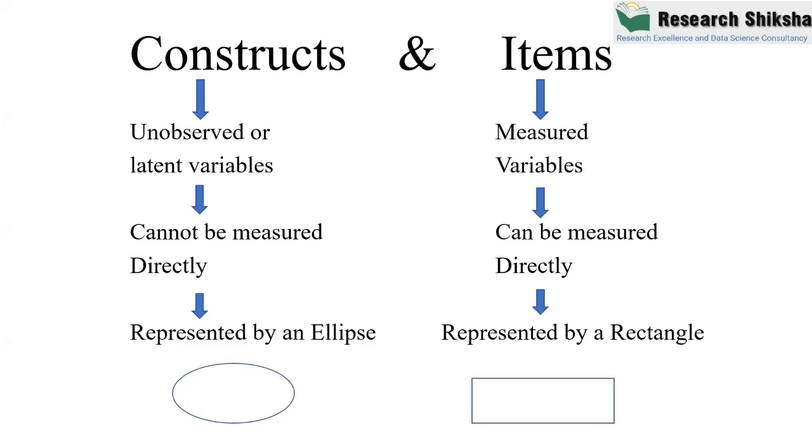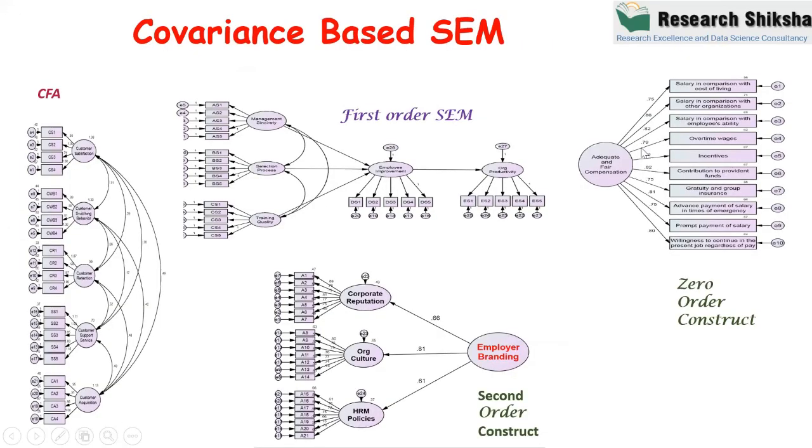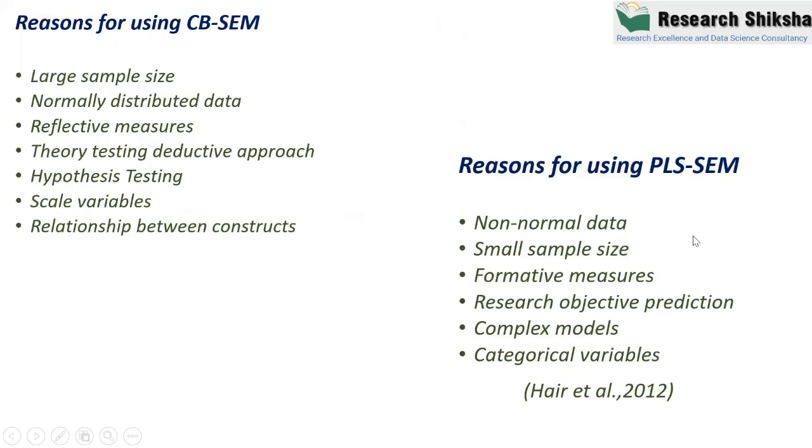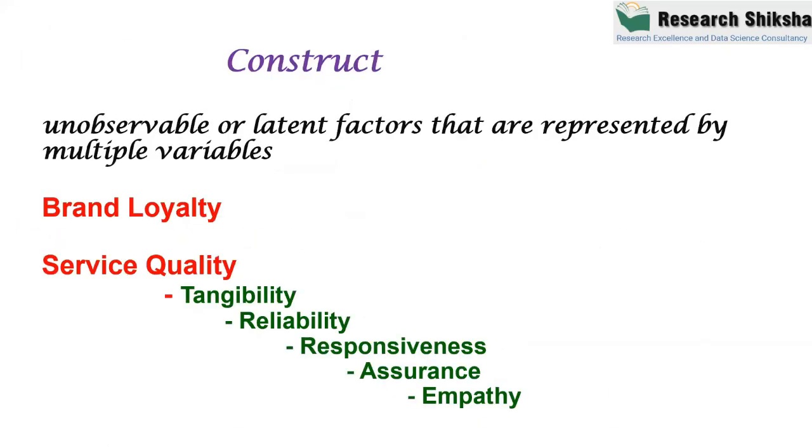Similarly, items in a structural model are represented by rectangles. We always represent items in rectangles in the structural equation modeling concept, and constructs are represented by ellipses. Even if we go to the previous one, in this case you can see that all the items are represented by rectangles and constructs are represented by circles, or these are ellipses, right? So this is the structure of a construct. Okay, now I think it is clear what the items and the construct are.